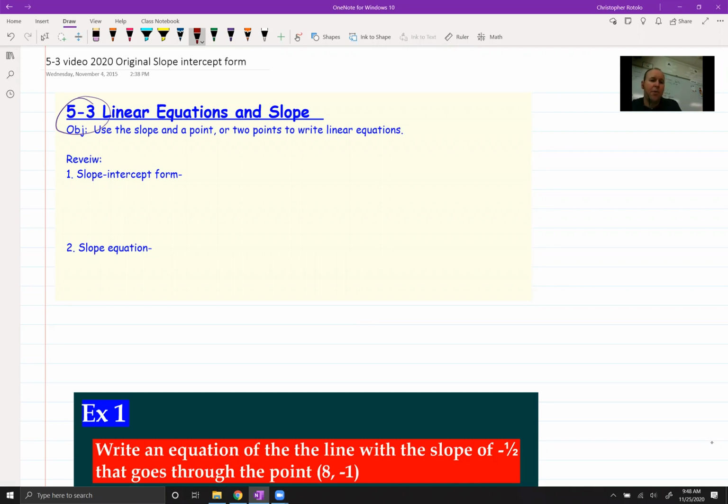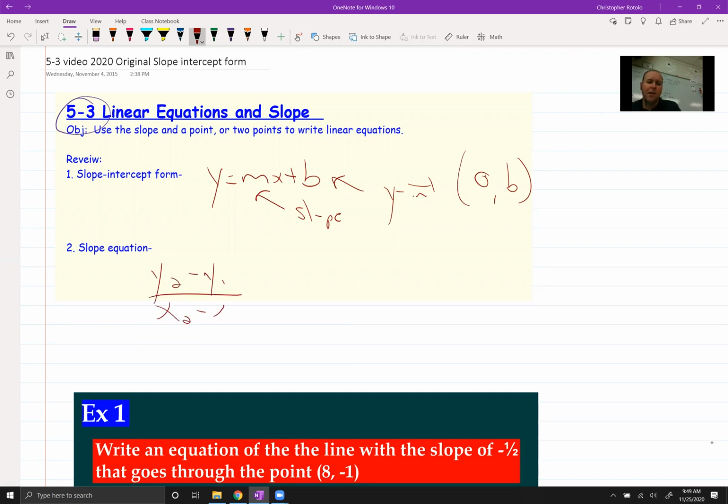All right. So, slope intercept form. Remember, this is the one you came to me and you said, hey, that's y equals mx plus b. That's awesome. We know that the m is the slope. We know that b is the y intercept. So that means x is 0 and I get b, right? So that's what happens all the time. So we're going to start making sure we understand that idea. The slope equation, remember, that's y2 minus y1 over x2 minus x1, and that gives us the slope.